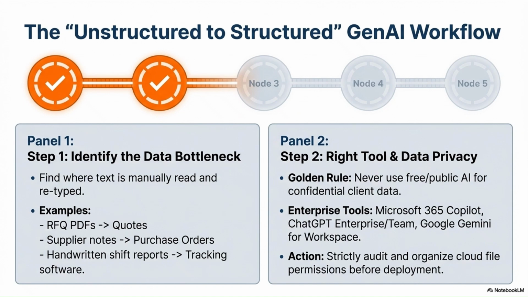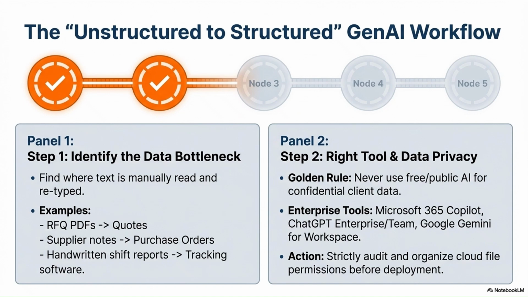So the workflow, or the way that they did this, was first of all they identified the bottleneck: find where text is manually read and retyped. Examples were requests for quotes, which were all in PDFs and were transformed to clean quotes, formatted with all the correct information. Then supplier notes were transferred into purchase orders, and handwritten shift reports were put into tracking software. So they identified their bottlenecks.